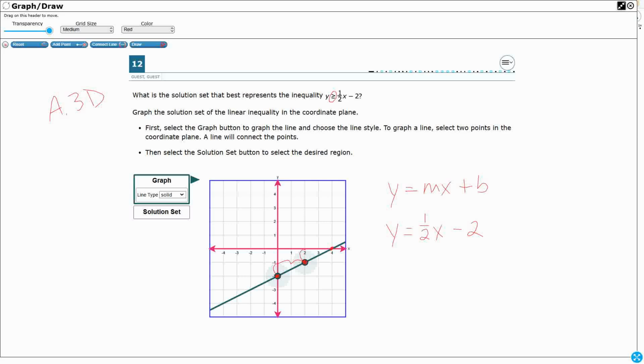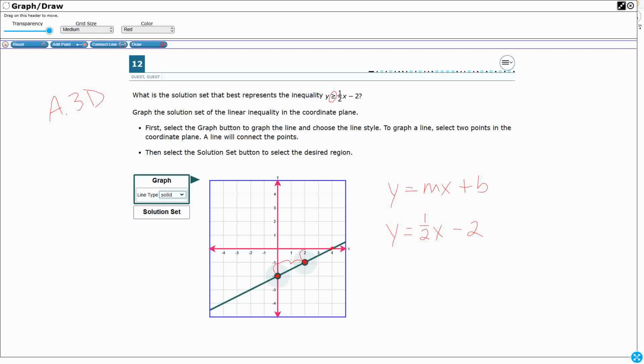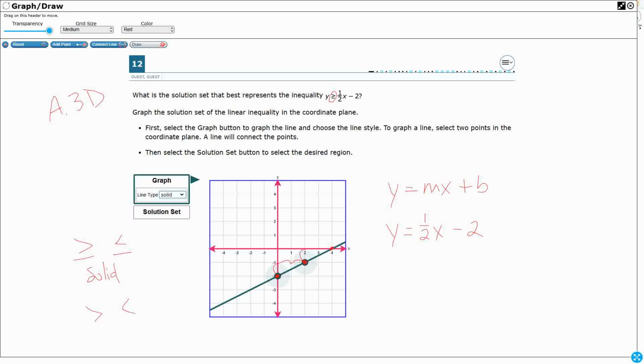I need to figure out what kind of line I have. So I've got a greater than or equal to. Okay, so my two options are a solid line or a dashed line. A solid line is when we are using equal to, so we can include the numbers on that line. So greater than or equal to or less than or equal to are going to be solid, and then greater than or less than are simply going to be dashed. So it is a greater than or equal to, which means we are good with that solid line.